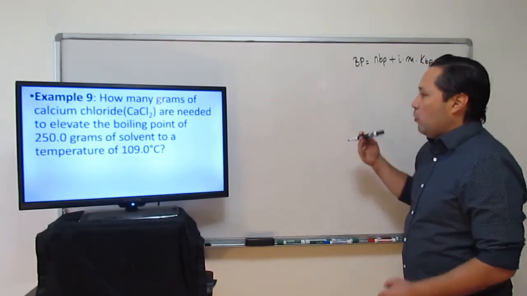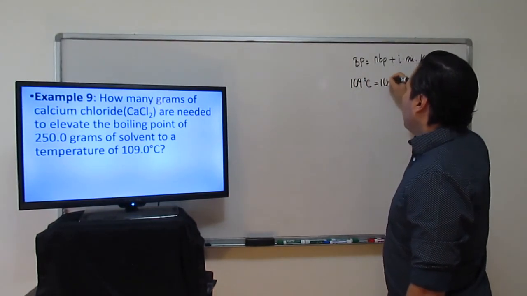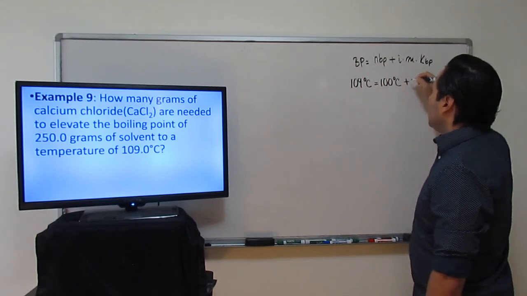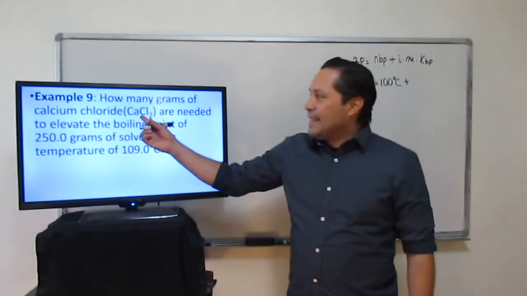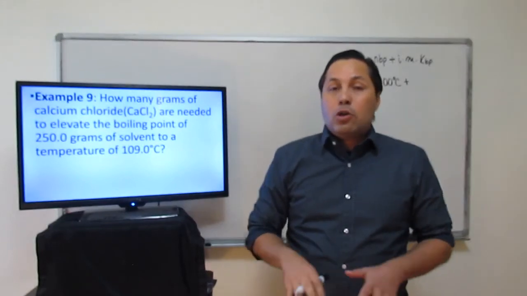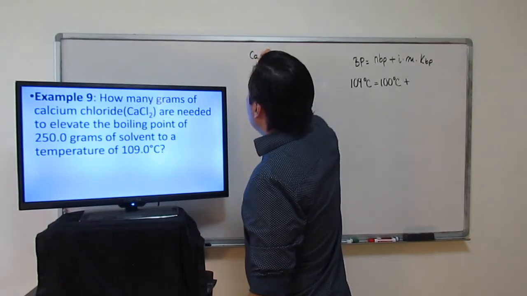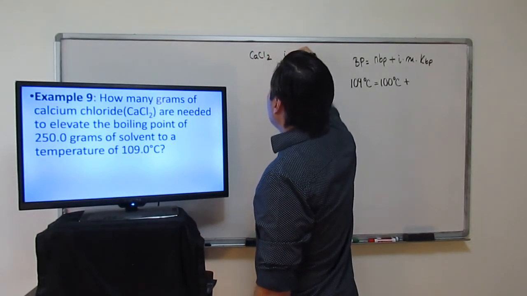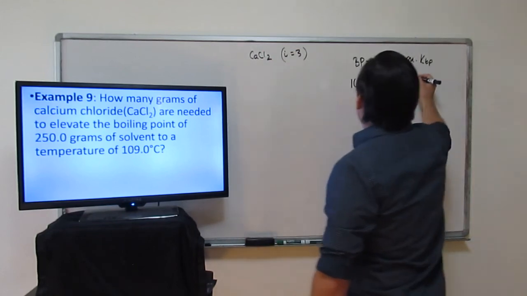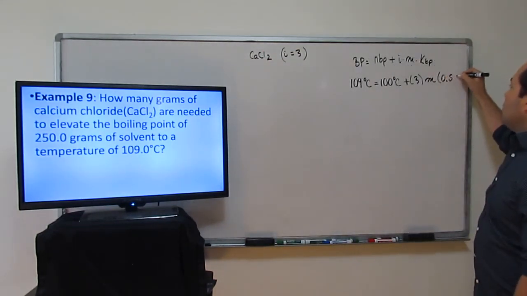We know that the elevated boiling point is 109 degrees Celsius. We know the normal boiling point of water is 100 degrees Celsius. For the i of CaCl2, calcium is a metal and chlorine is a non-metal, so it will ionize. So the van 't Hoff factor for CaCl2 is i equals 3. So I'm going to plug that number in. Molality I do not have, but I do have the constant. It is 0.5.